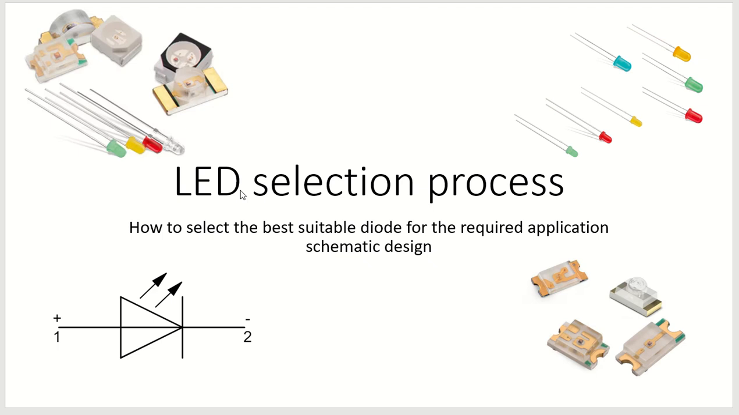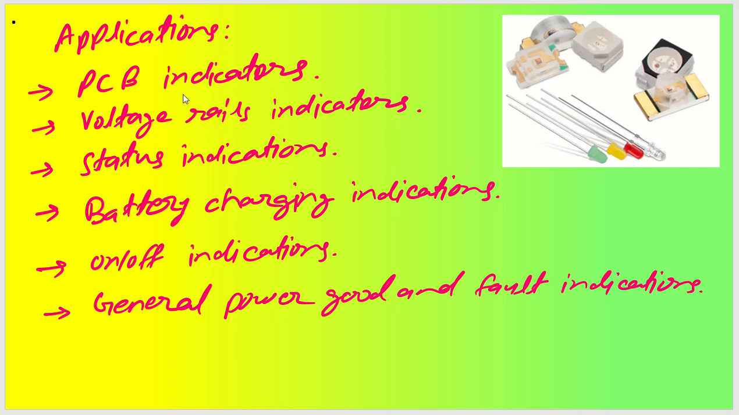So there are various applications for these kinds of LEDs, as you can see. Some of them are through hole LEDs, some of them are surface mountable LEDs. We'll try to understand what the different parameters are that we need to look into so that we can have the best selection for our utilization or our applications. The various applications of these LEDs will be PCB indicators.